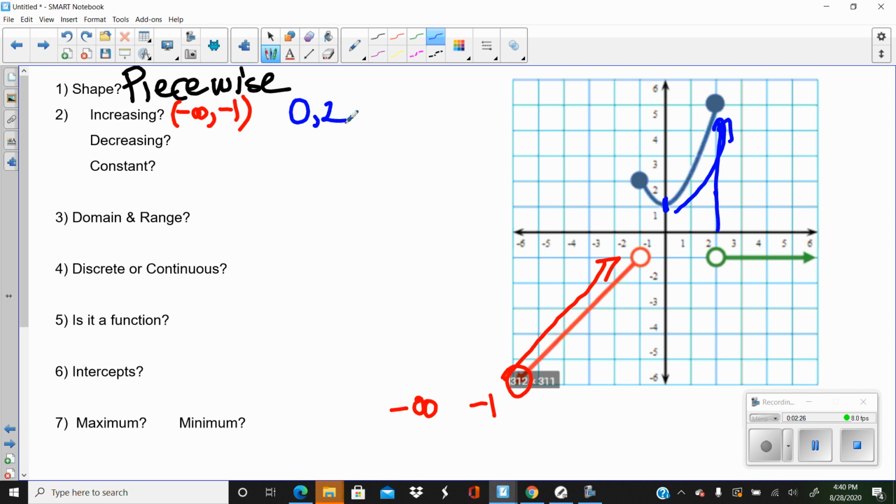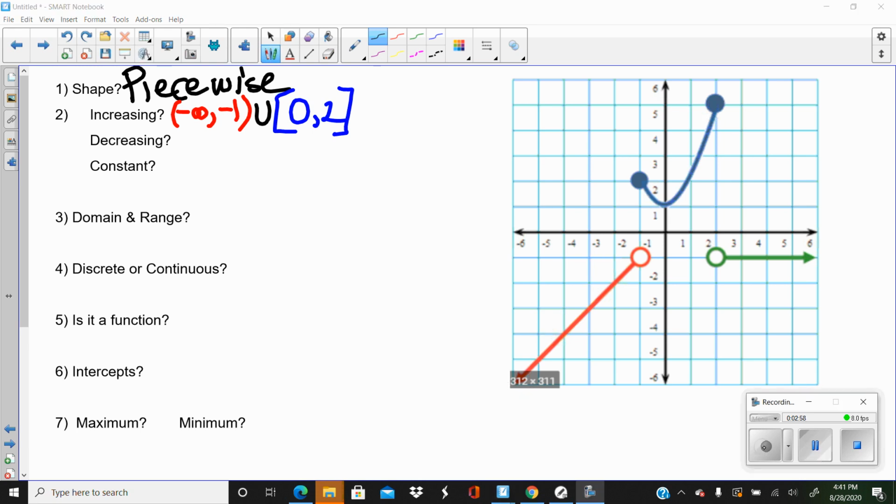Okay. Now, 0 is included. It actually crosses that. So I'm going to use a bracket, and that bracket indicates that the 0 is included. Likewise, I have a closed circle here on 2, so I am going to use a bracket there. And that is my interval of increasing on our graph here. Okay, now in order to show that it is both of these, I'm going to use the union here. The union symbol that we were talking about previously actually comes back here, okay?